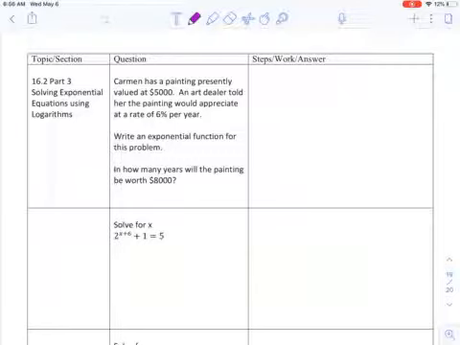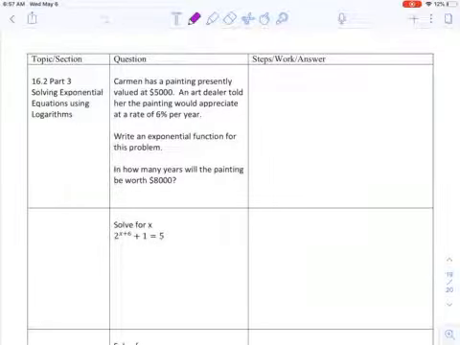Last part of 16.2 is going to be solving equations still, and this time we've done it with common bases. We've done it using natural logs, and now we're just going to do it with regular logs.